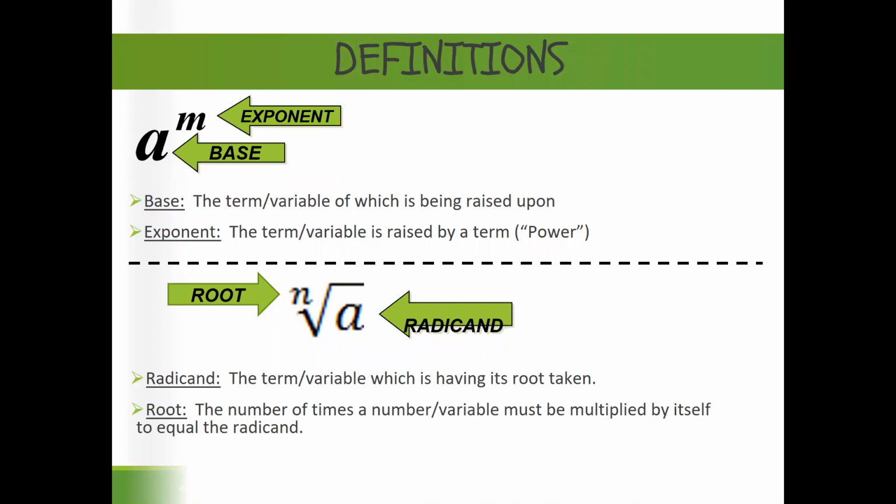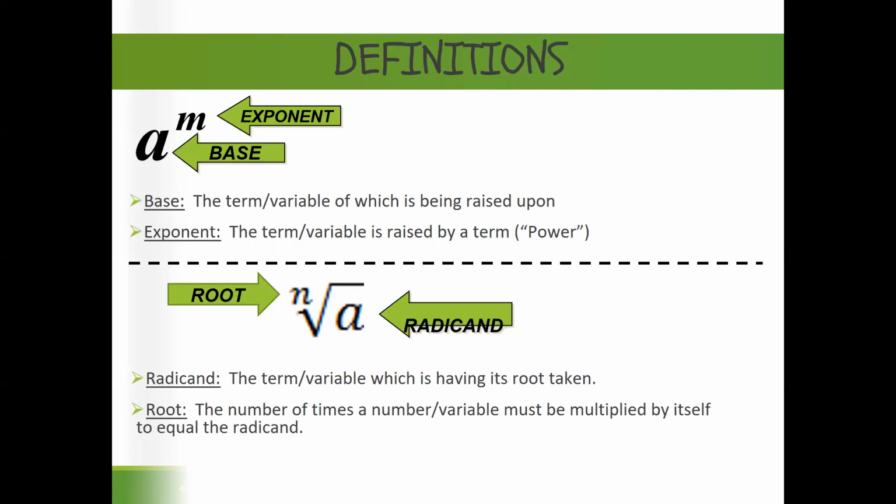So here, letter A is our base, letter M is our exponent. So you're going to have a base. It's either going to be a number or a variable, which has a power on top of it, or an exponent. The exponent is the little number that's written up top. A lot of times we've just seen like x squared. So x would be your base, the 2 would be your exponent.